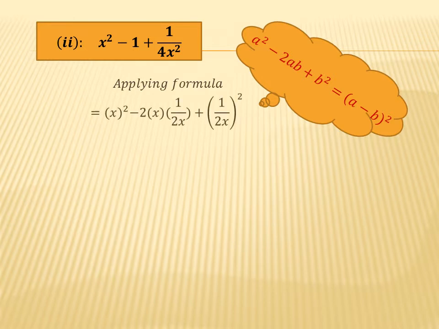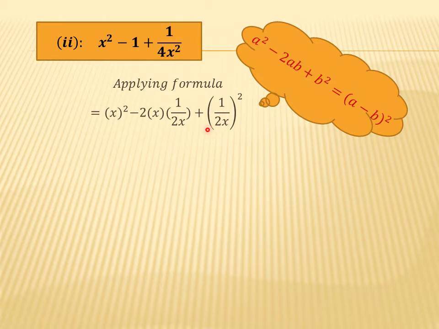Writing the first term in the square form, x squared, we will write x whole square. Leave the central term. Make the square of the last term first, which would be 1 over 2x whole square. We have to change each and every digit that is written here to the square form. We will take the square of 1, the square of 4 and the square of x squared as well.